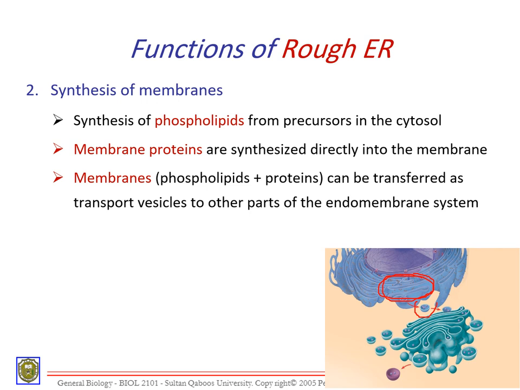So of the functions of the rough ER, first we said synthesis of glycoproteins. Here is synthesis of membranes. Well, membranes are made up of phospholipids and proteins. And how does it go from inside the cell to the membrane on the outside of the cell? Through these transport vesicles.